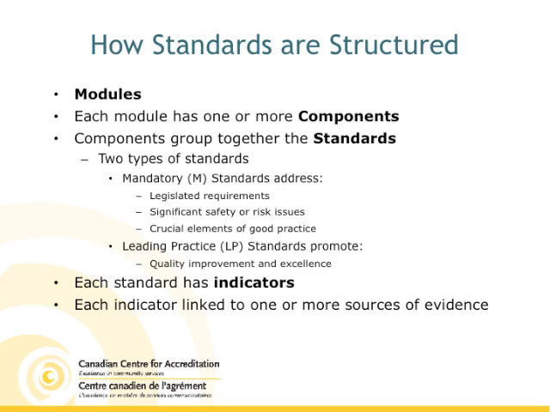There are 2 types of standards, mandatory standards and leading practice standards. Mandatory standards are those that address legislated requirements, significant safety or risk issues, or crucial elements of good practice. Leading practice standards promote quality improvement and really push excellence. To be accredited, an organization must meet all of the mandatory standards and a certain number of leading practice standards. Each indicator is linked to 1 or more sources of evidence. These sources of evidence include things that happen before the site visit and during the site visit.